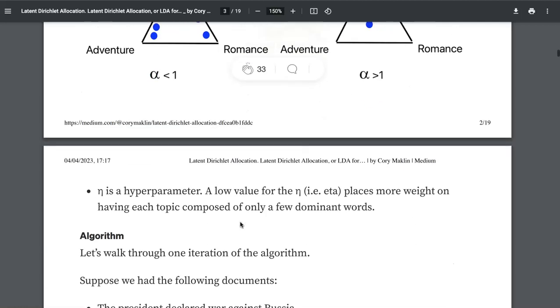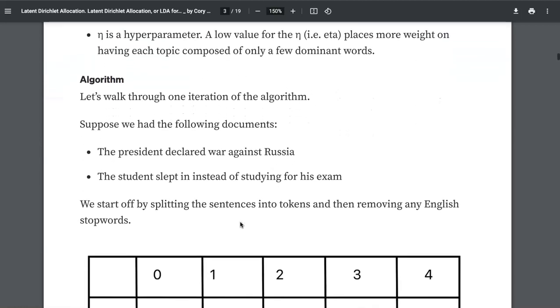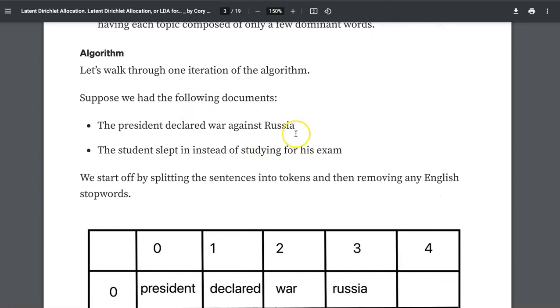So let's see a small toy example. Suppose this is the thing. How does this algorithm work? Suppose these are the two documents. Basically these are words, but for the time being, just assume these are documents. The first document is "the president declared war against Russia," and the second is "the student slept instead of studying for his exam." Okay, these are the two documents.